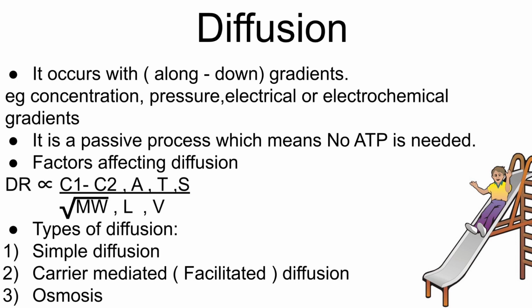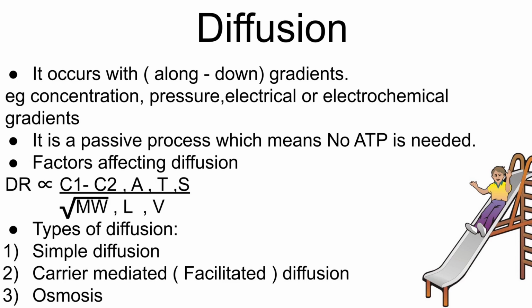Firstly, it occurs along or down a gradient. For example, the concentration gradient for salts, pressure gradient for gases, and electrical gradient for ions. Note, if ions diffuse along both concentration and electrical gradients, it is called an electrochemical gradient.